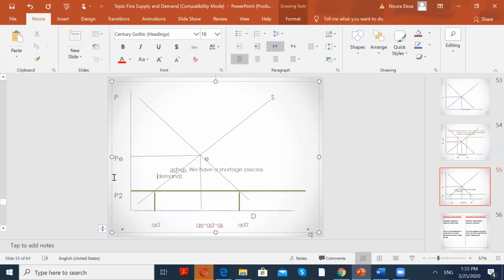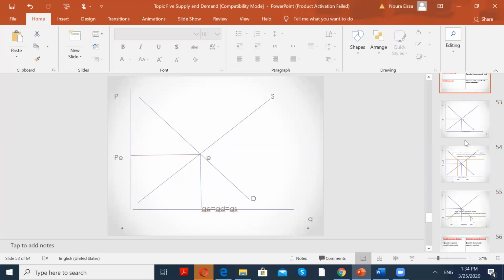So here what should we do to go back to equilibrium? We will, okay, so therefore increase prices until you reach equilibrium. Okay, is this clear? I hope this is clear.